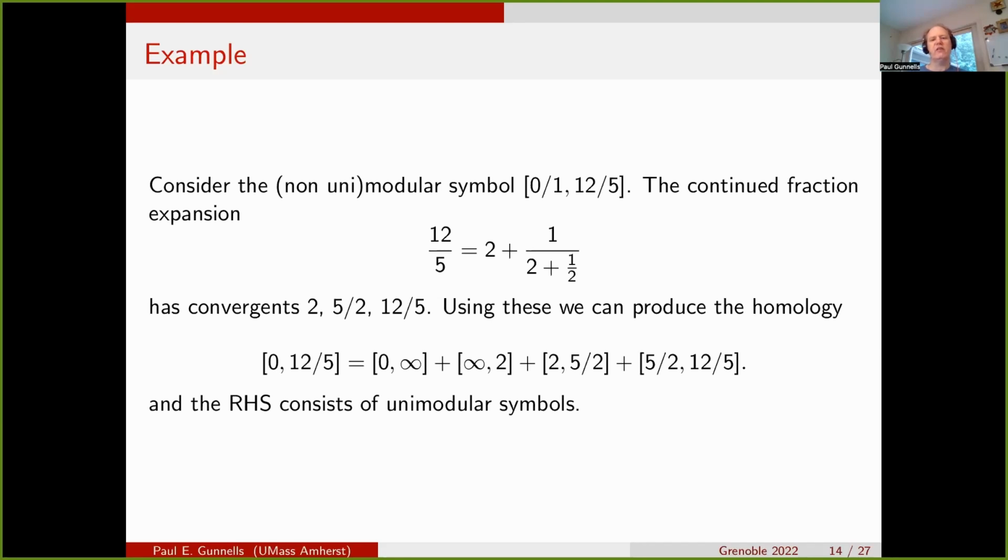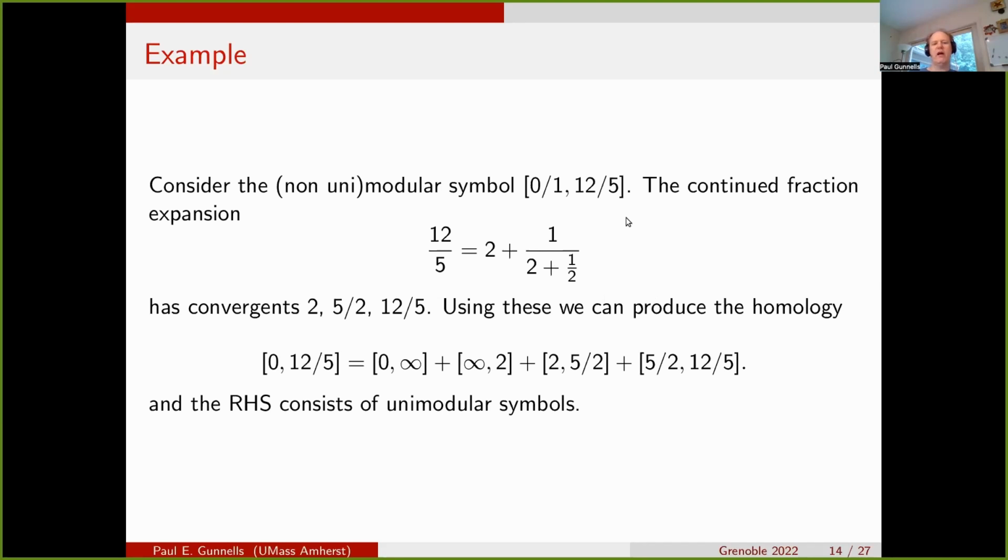But we can use the continued fraction expansion of 12/5 to produce a list of unimodular symbols for our homology. And here's how it works. You just write down the classical simple continued fraction, and then you write down its convergents. What this means is you just truncate the continued fraction at some point. So we truncate it at the first 2, we ignore the rest, this guy. Then we truncate by taking the first 2 2s and we ignore this last one. If we do that, we get the number 5/2. And then if we take all of them, the final convergent, we get the full number 12/5.